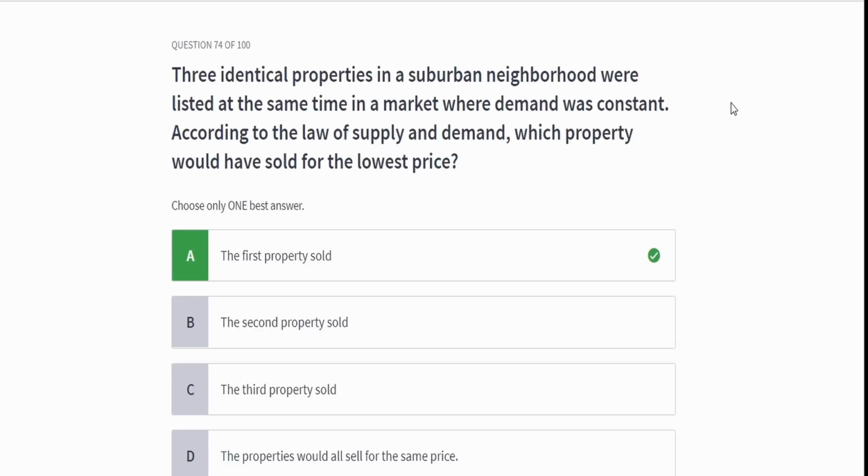And obviously it says where demand was constant, which is more of a tricky case. It doesn't happen that often. But point being, this is a textbook supply and demand question.